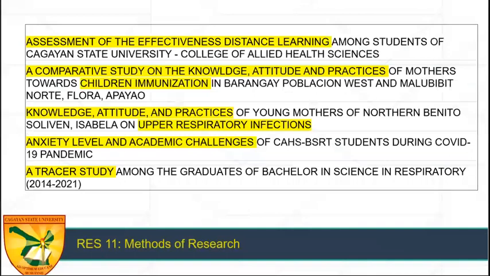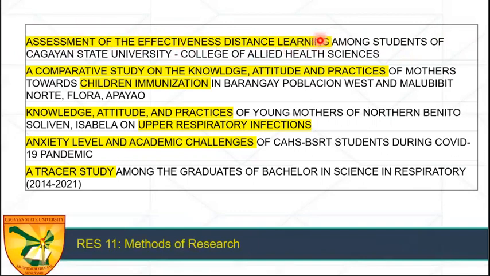So these are examples of research titles, working research titles, and those that are in yellow or highlighted are what or your topic itself. So first is here for the first example, assessment of the effectiveness of distance learning among students of Cagayan State University College of Allied Health Sciences, or what there is the effectiveness of distance learning, or specifically the assessment of the effectiveness of distance learning.